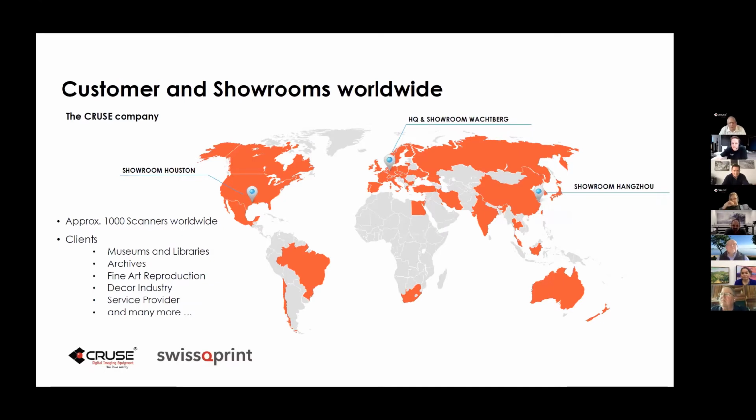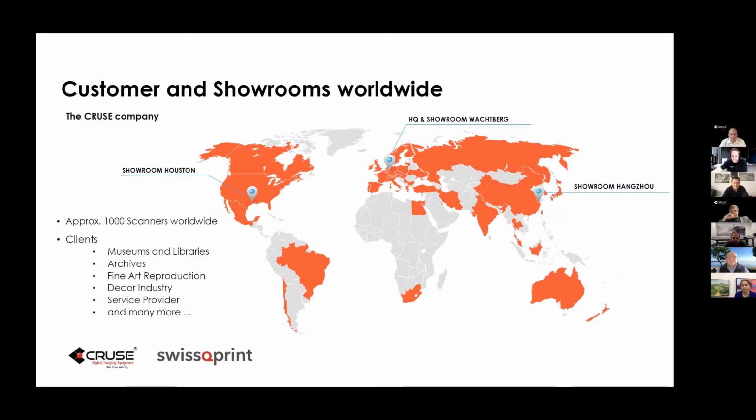Right now, we have 3 showrooms worldwide, one in Houston, Texas, one in our own offices here in Germany, and another one in Hangzhou in China. We have customers in many different branches with approximately 1,000 machines in field. From art reproduction to archiving, applications used by service providers and the decor industry, our scanners are used in places all over the world.